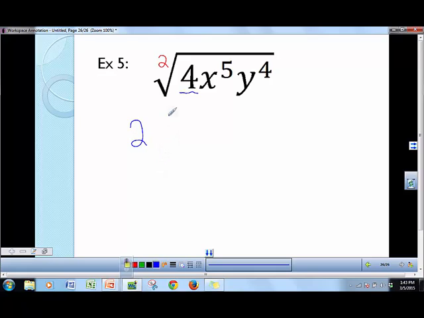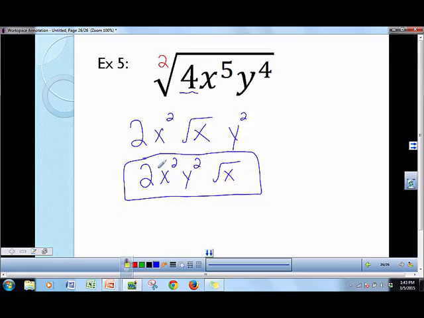Okay? Now let's go ahead and do the shortcut. 2 goes into 5 evenly twice with a remainder of 1, which means we're going to have 1 x left inside the square root symbol. For the y's, 2 goes into 4 evenly twice with no remainder, which means we have no y's left over. Now, we don't want to leave our final answer like this. The proper way to leave your final answer in these situations is your coefficients first, then your variables that are simplified outside of the radical in alphabetical order, and lastly, you want to write whatever's left inside the radical. So this right here, 2x squared y squared root x, is the simplified version of the original problem.